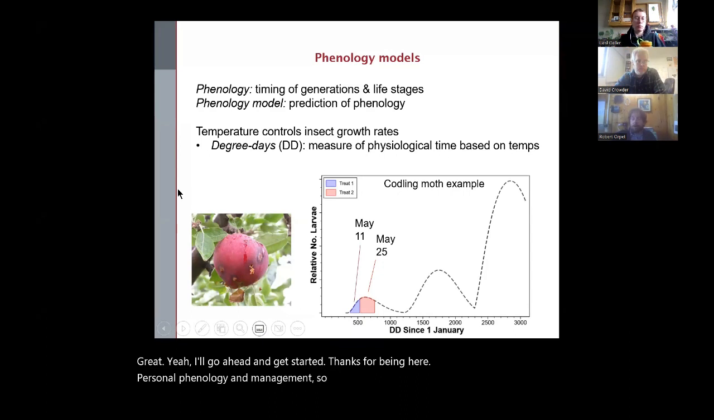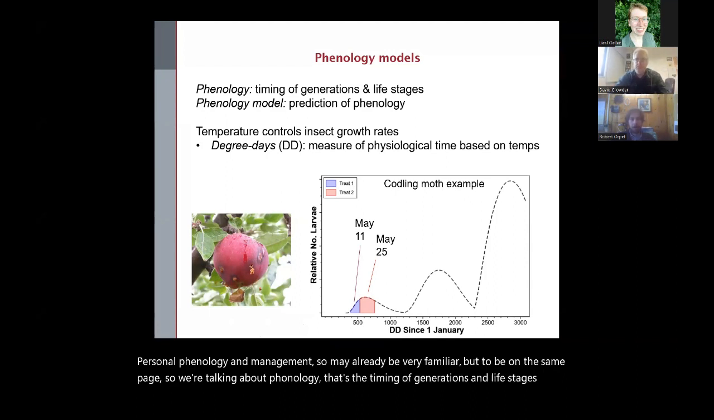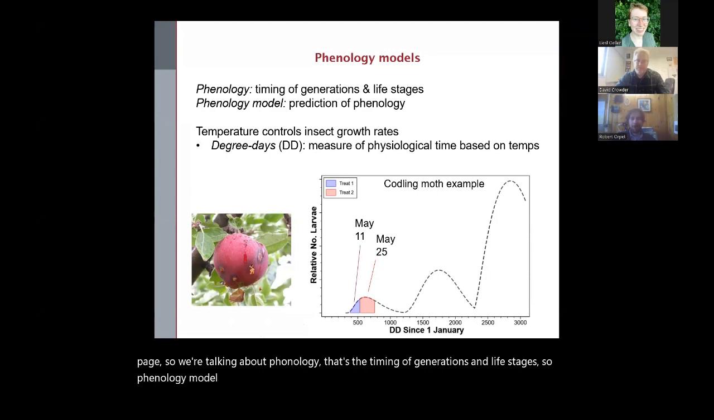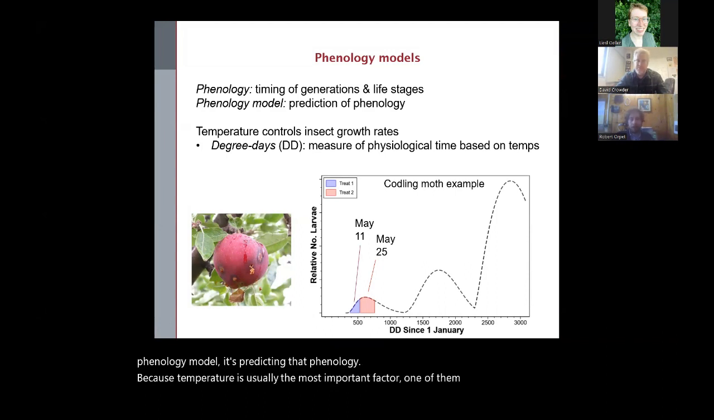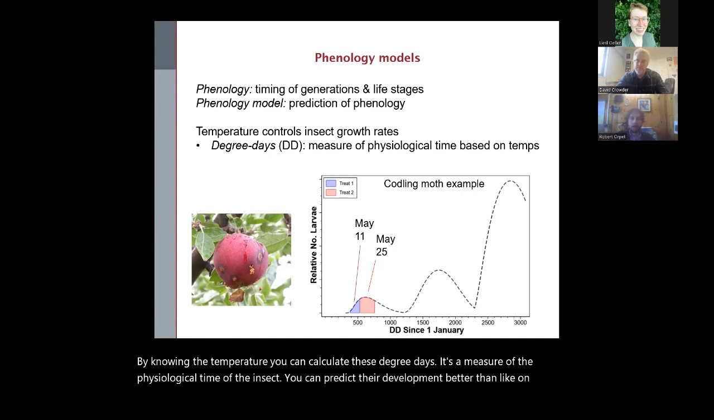So you may already be very familiar, but to be on the same page, we're talking about phenology. That's the timing of generations and life stages. So the phenology model is predicting that phenology. Because temperature is usually the most important factor, or one of them, for insect growth rates. By knowing the temperature, you can calculate these degree days. It's a measure of the physiological time of the insect. So you can predict their development better than on a calendar basis.